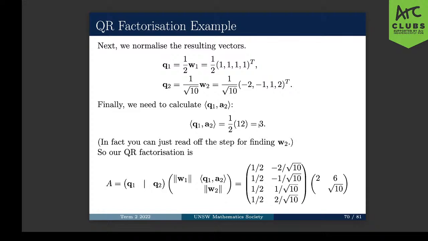yeah, this is 6. Never mind, it's not a quarter, it's 2, and it should be 6 here. So about that typo, yeah, that should be a 6 here. Yeah, so that's our QR factorization. We see that R here is an invertible 2 by 2 upper triangular matrix, and Q is an orthogonal matrix, 4 by 2.